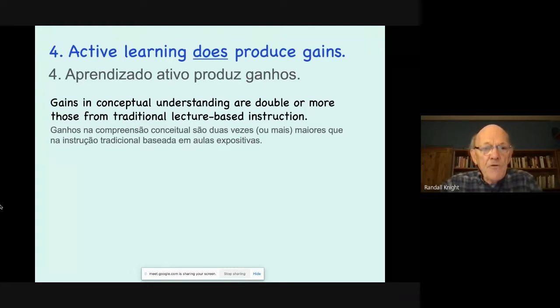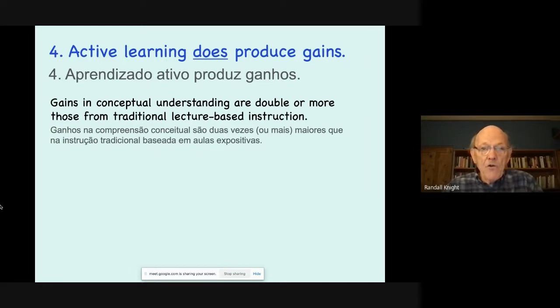And what we discover is that on these types of conceptual questions, like the coin toss, like the circuit picture, and many, many other types of conceptual questions, students who learn physics in an active learning environment learn a lot more conceptual understanding. Double at least, sometimes triple or more, the amount of gain that you see from a traditional lecture-based instruction.